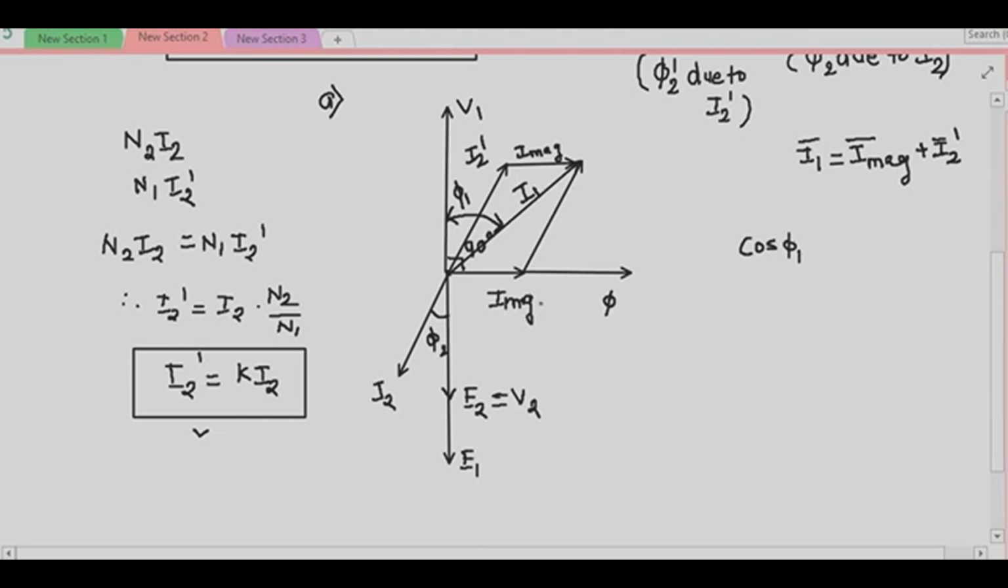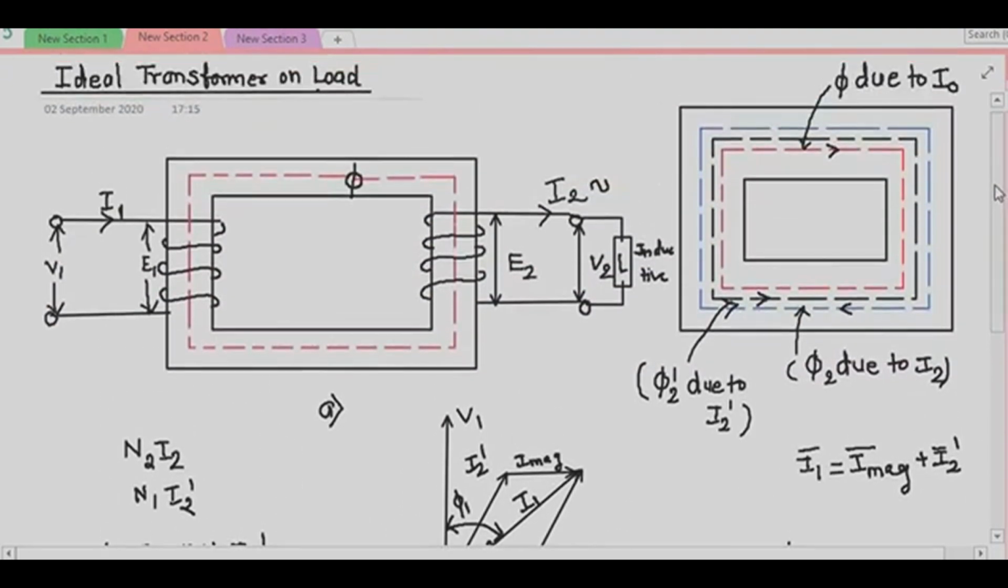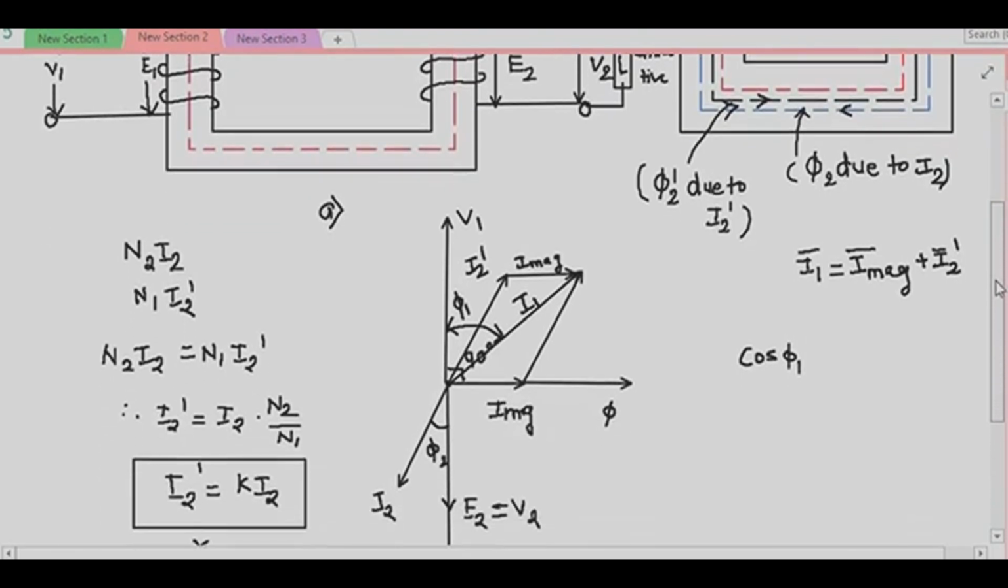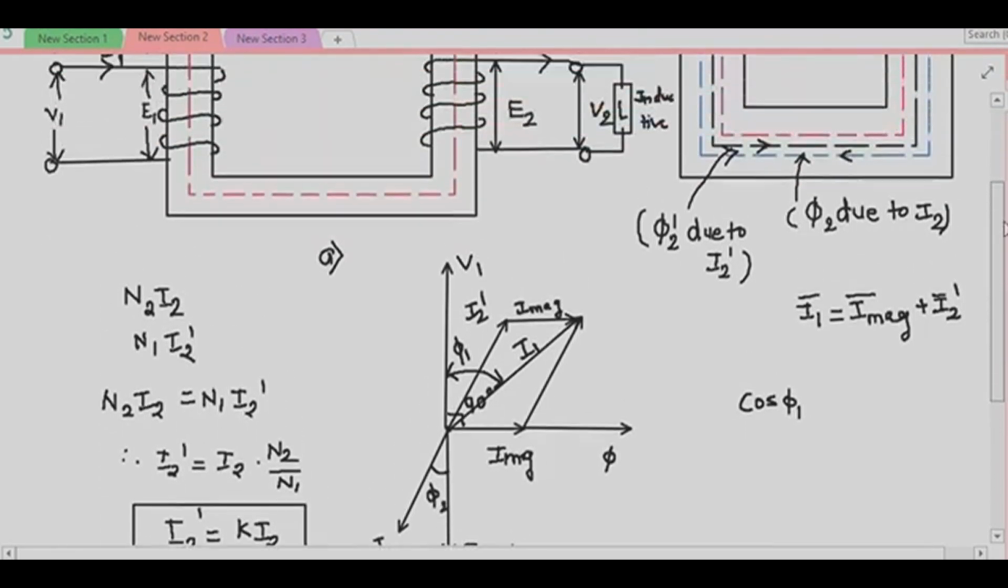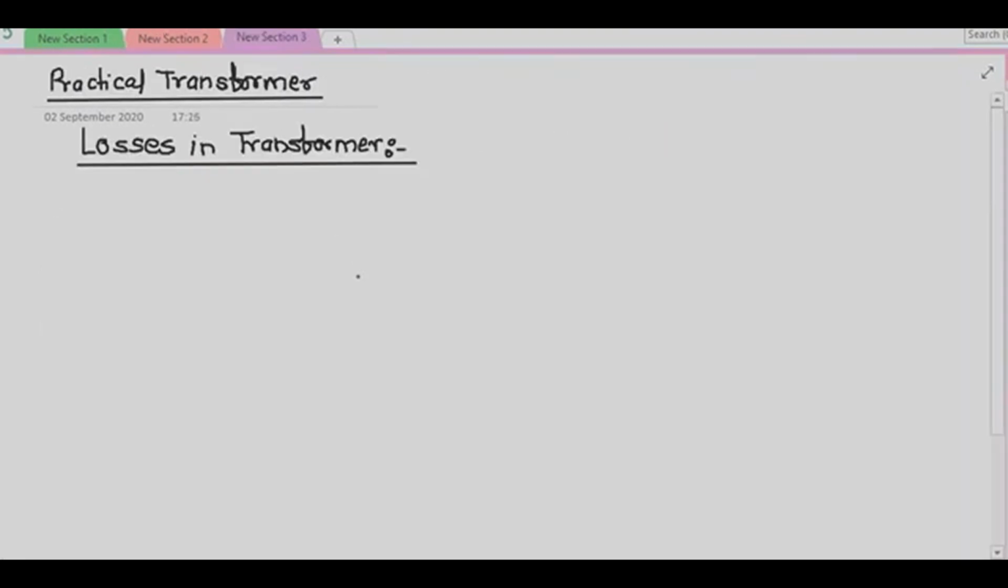So students, on load also the flux in the transformer remains constant. I hope that you have understood the ideal transformer on load, how flux remains constant, and how to draw the phasor diagram of the ideal transformer on load. Now let us start with the practical transformer.